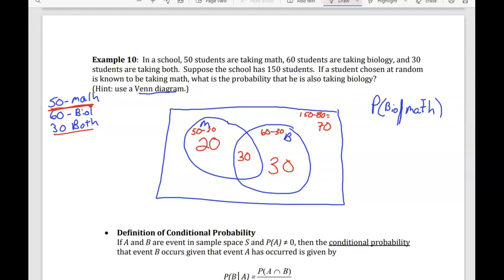Okay? So we know that they're taking math. So that means that we can only select from these 50 students right here because we know that they take math. So that means my denominator now is 50 and my numerator is those that are in the overlap, that middle section. So that is going to be 30, which will simplify into 3/5.